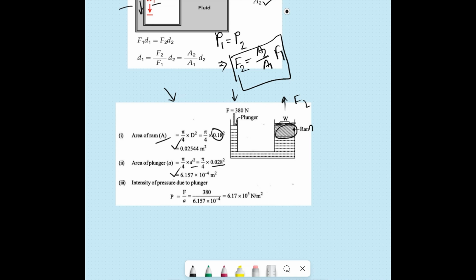Afterward, the intensity of pressure due to the plunger. What does it mean? It means how much pressure can be imposed here. That is the question. So the equation is P equals F by A. The value of F is given in the question, that is 380 Newton. And the area we already calculated, for the smaller plunger, is 6.157 into 10 to the power minus 4 meter square. Plugging that in here, we'll get the value of the intensity of pressure due to the plunger.